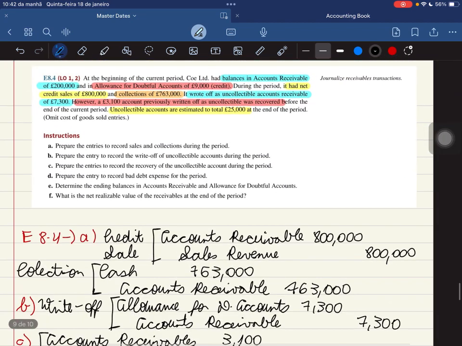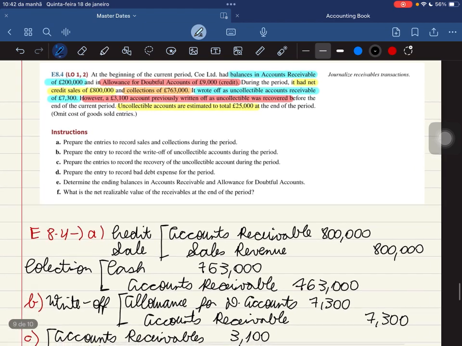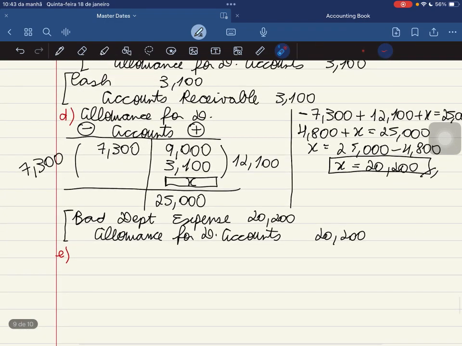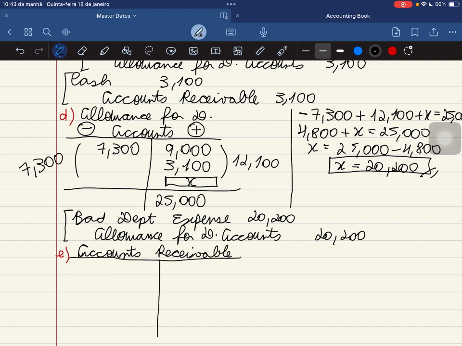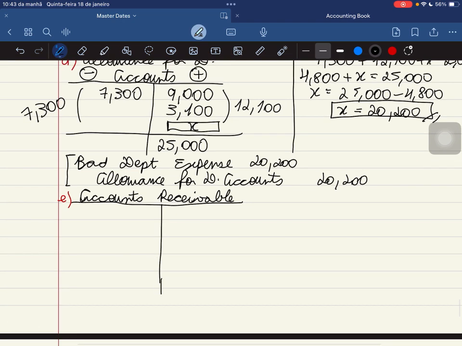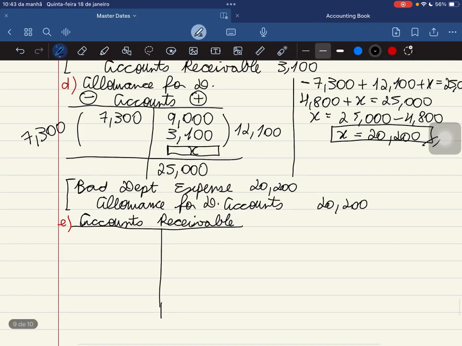Let's see letter E. Determine the ending balances in accounts receivable and allowance for doubtful accounts. Allowance for doubtful accounts, we don't need to do it because we just did it, right? This is the ending balance of allowance for doubtful accounts, so you don't need to do it. But for accounts receivable, you do need to do it. And you're going to make a T account, just like you did before, for accounts receivable. The process is very similar. It's just that we don't need to find anything now. We already have all the numbers.